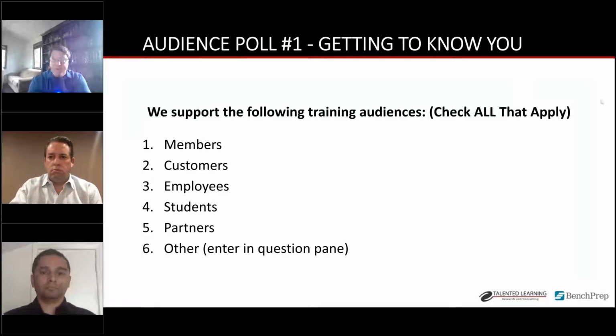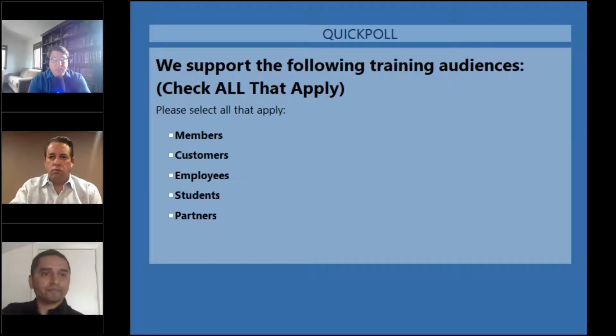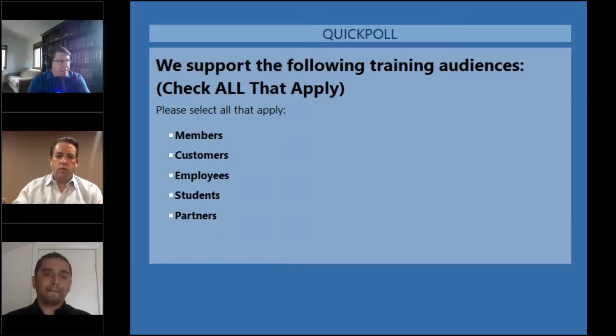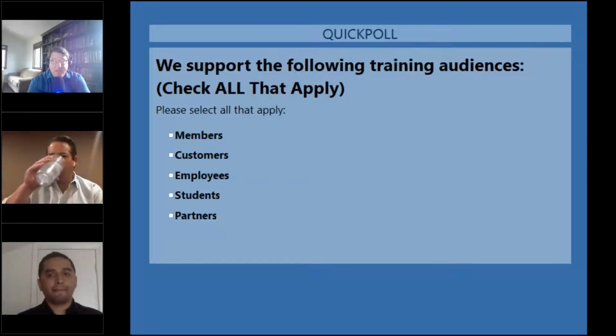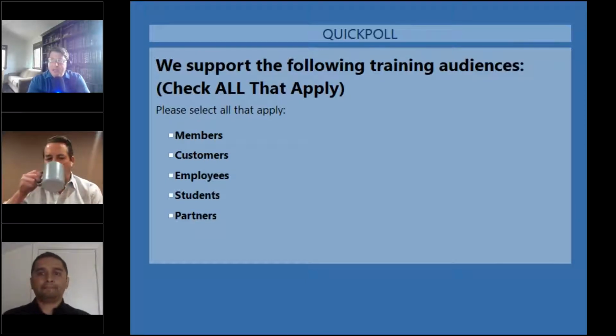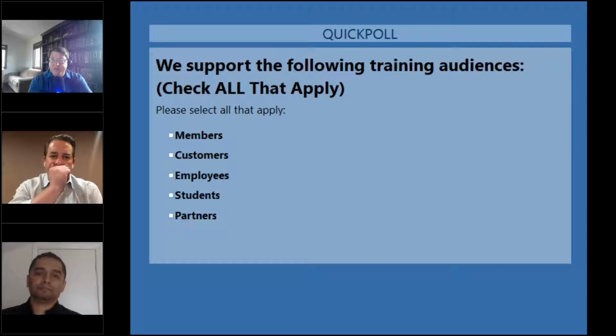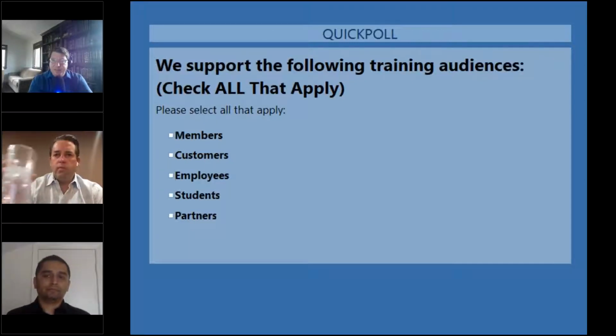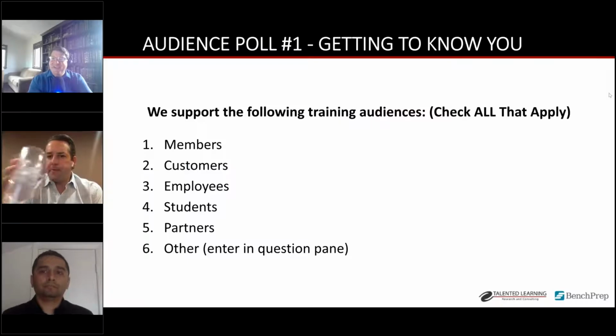But let's start off real quick by launching a quick poll. Go ahead, everybody, answer. We support the following training audiences. So what do you support? Is it members? Is it customers? Is it your employee learners? Is it students in academia or students in general, your partners? We have such a diversity of the type of organizations that registered. We want to start off right here and just level set and see what we got. So we'll give you just a few more seconds. We have just about everybody voted. 3, 2, 1, and we'll close it and we'll share it.